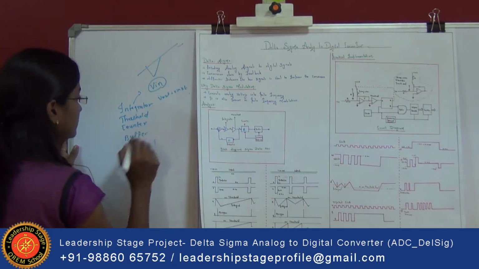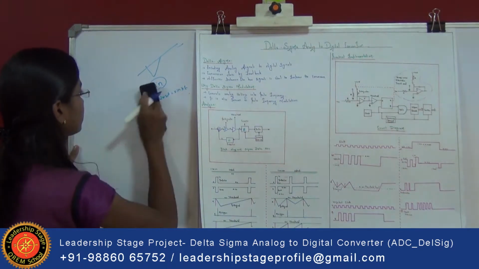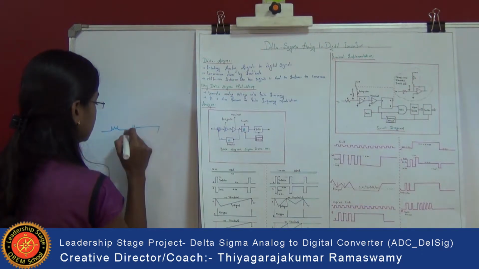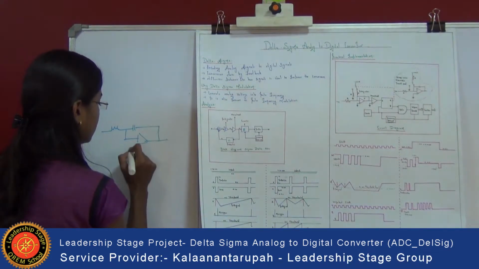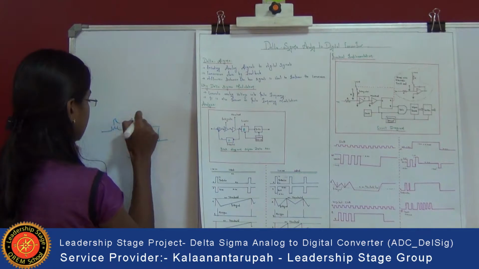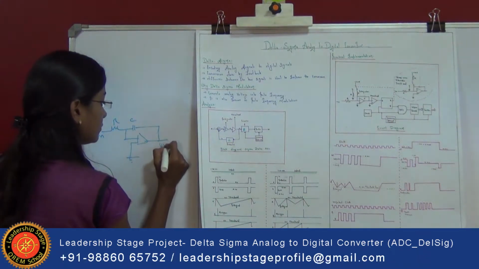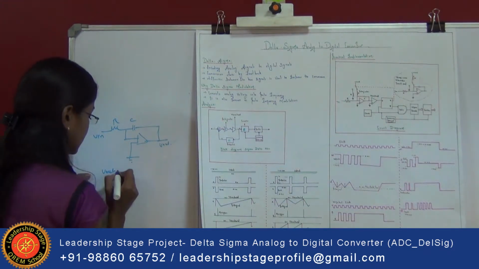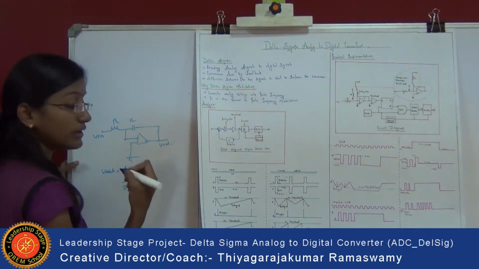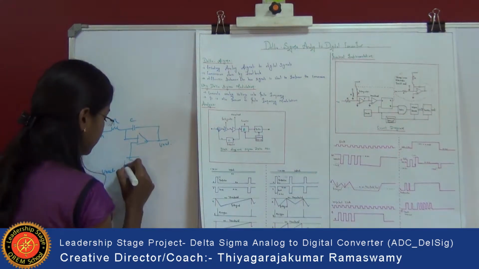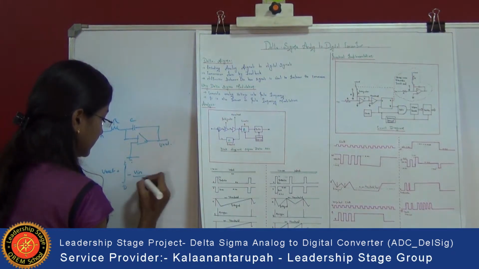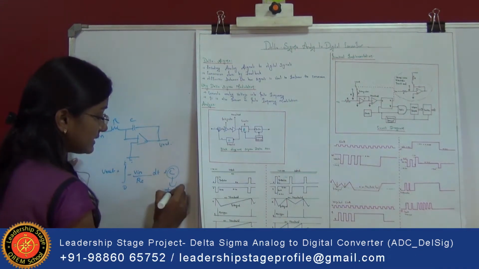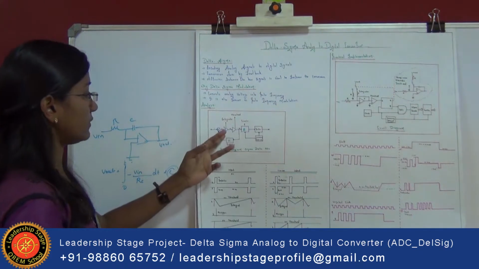Here we are going to see the diagram of the integrator: resistor, capacitor, this is the feedback, V in, V out. The formula of the integrator is V out equal to the integral from 0 to T of minus V in divided by RC dt plus C, where C is a constant. So this is about the integrator.